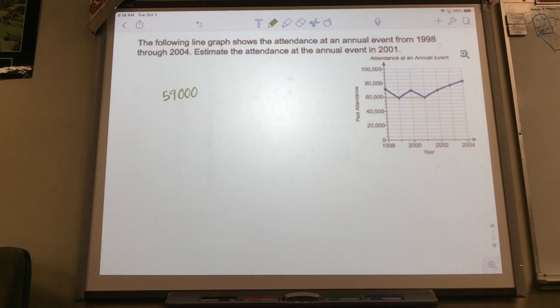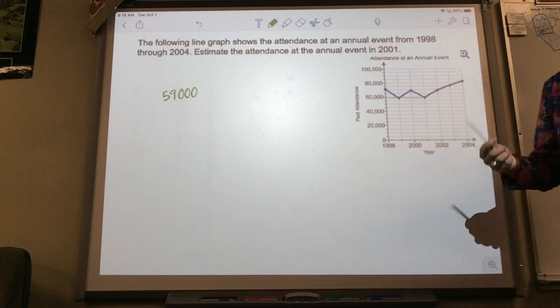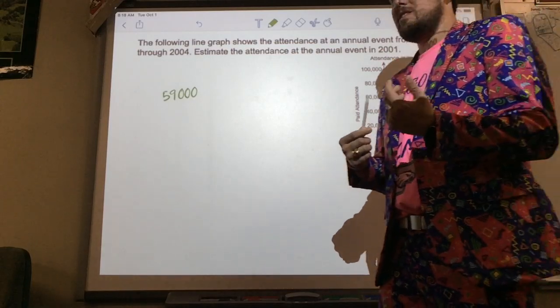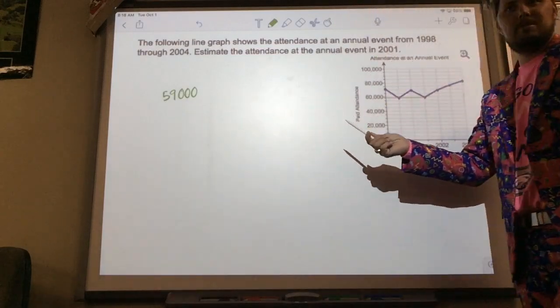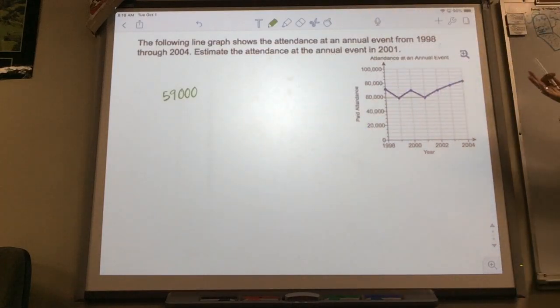Okay, so I know it's an estimate, so I'm going to count it, but you probably shouldn't give me a very, very, very specific estimate. Don't give me 59,136, right? Round to probably the thousands place on this type of problem, because that's what the graph is going by anyway.